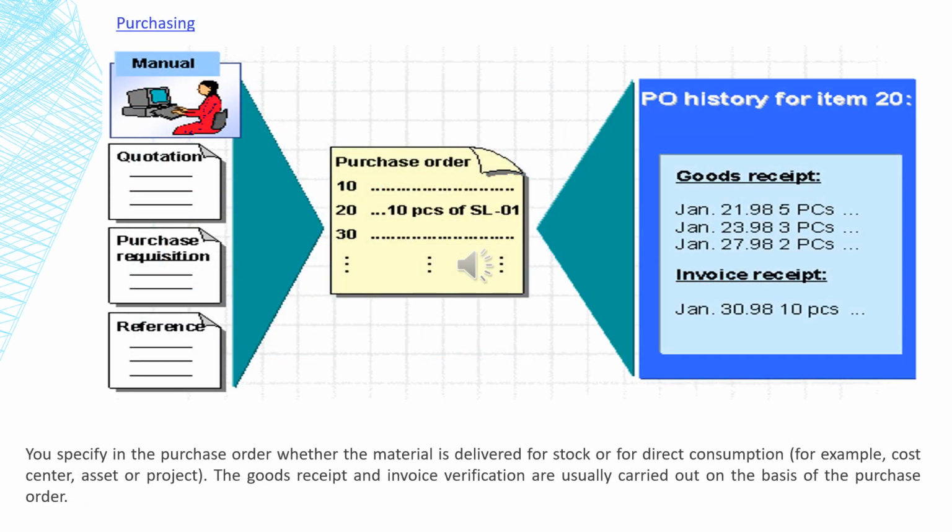We can specify in the purchase order whether the material is delivered from stock or is for direct consumption. For example, cost center, assets, projects, those are the details required. The goods receipt and invoice verification are usually carried out on the basis of the purchase order.